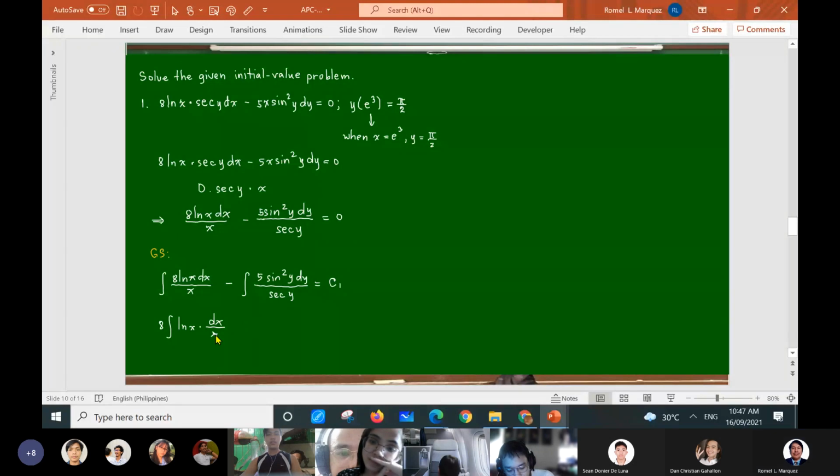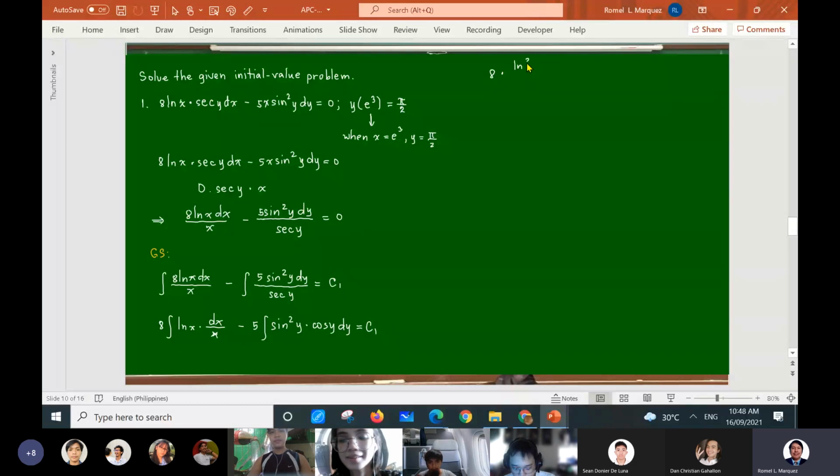What about this one? I can write this as 5 integral of sine squared y times cosine y, since 1 over secant is cosine, which is also a power formula, u to the n du. So what is my u here? Ln x. What is my du? dx over x. So this is 8 times ln squared x over 2, u to the n plus 1 over n plus 1.